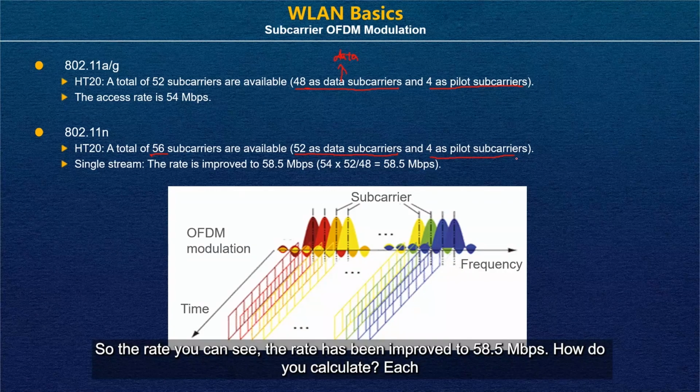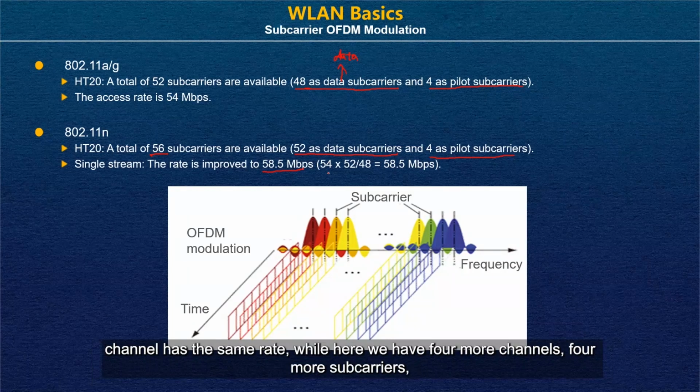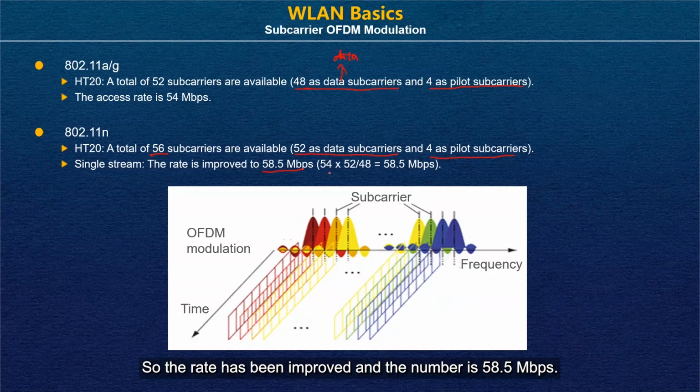So you can see the rate has been improved to 58.5 Mbps. How can you calculate it? Each subcarrier offers the same rate, while here we have 4 more subcarriers. So the rate has been improved, right? And the number is 58.5 Mbps.